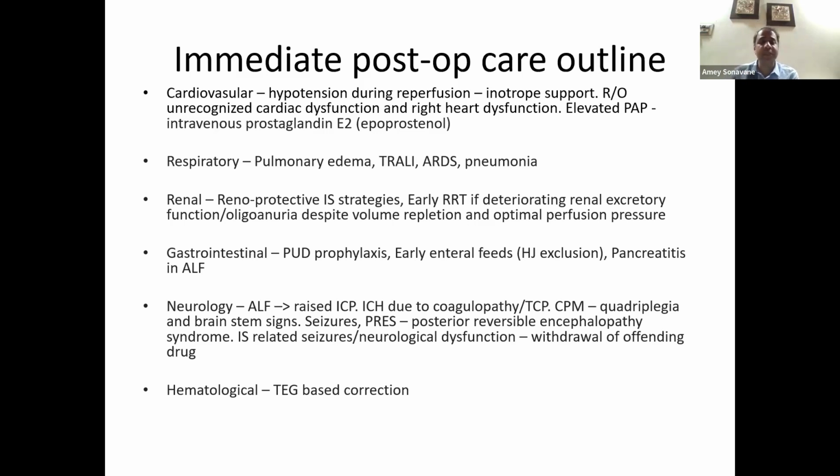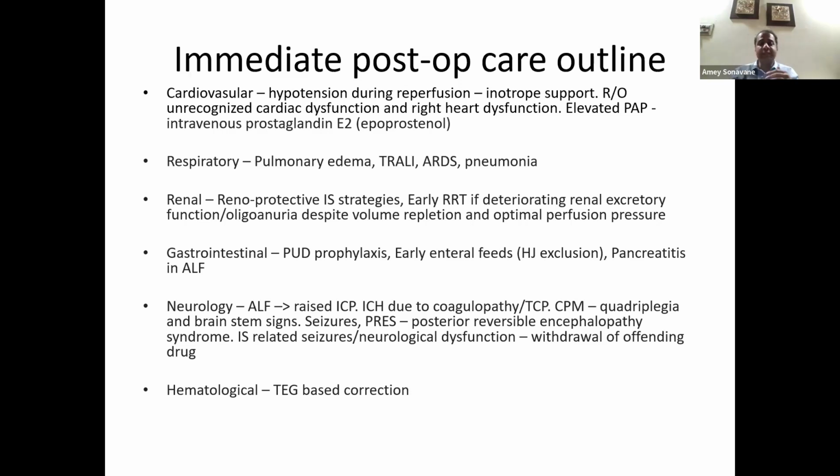In the neurological system, patients with acute liver failure who get transplanted have high raised intracranial pressure, and 2% normal saline is used in this particular group of patients. Sometimes these patients bleed inside the brain because they are coagulopathic and thrombocytopenic. If they have a focal neurological deficit post-transplantation, we must pick it up early by doing an immediate CT scan. An overzealous correction of sodium can cause central pontine myelinolysis, which we diagnose when patients have quadriplegia and brainstem signs.